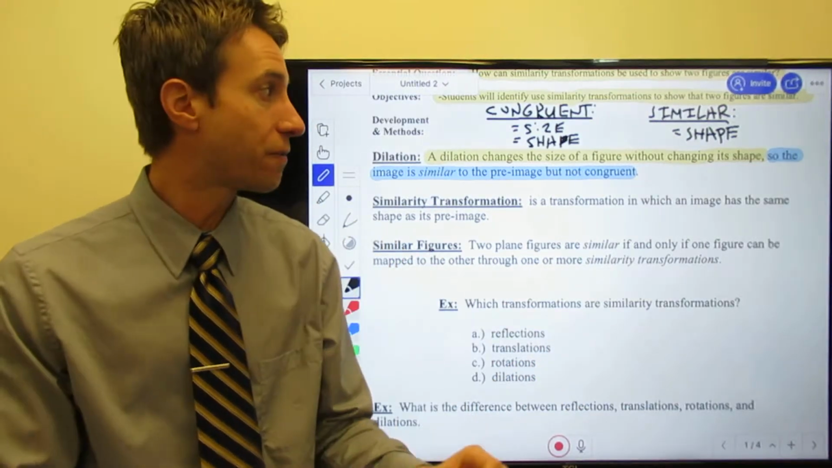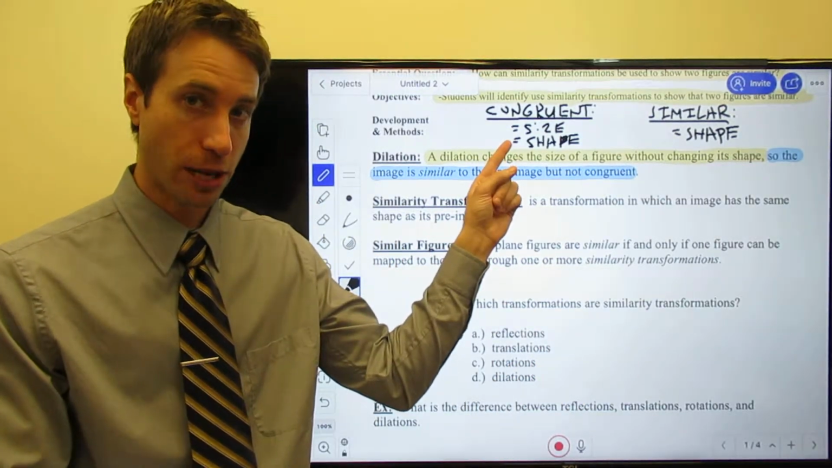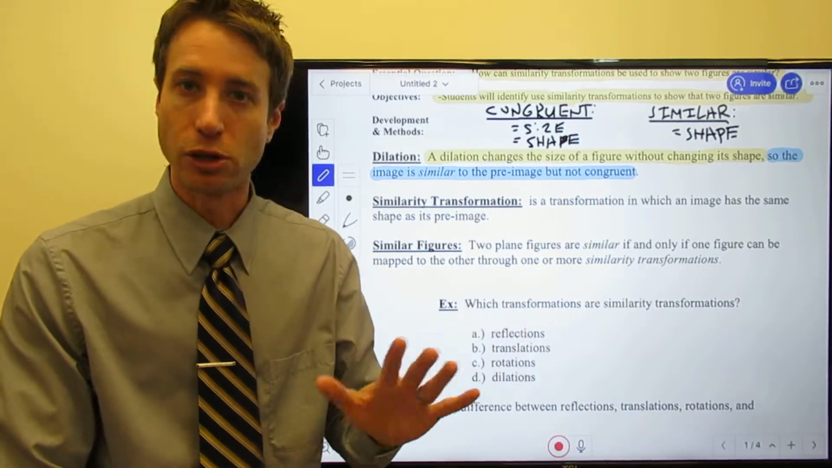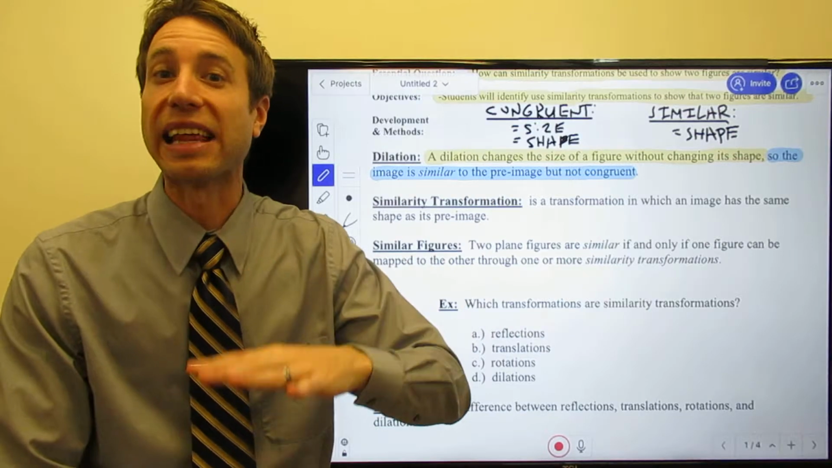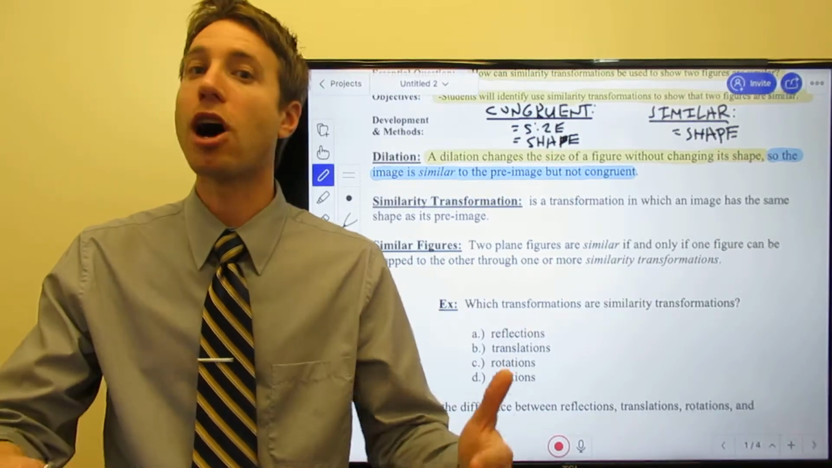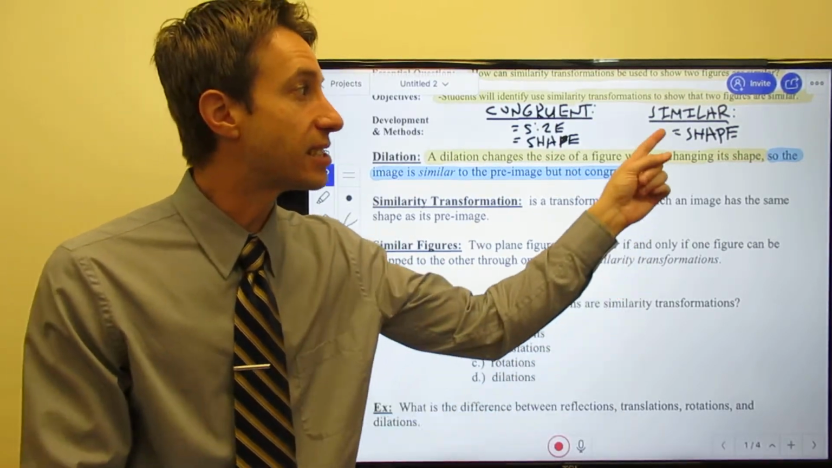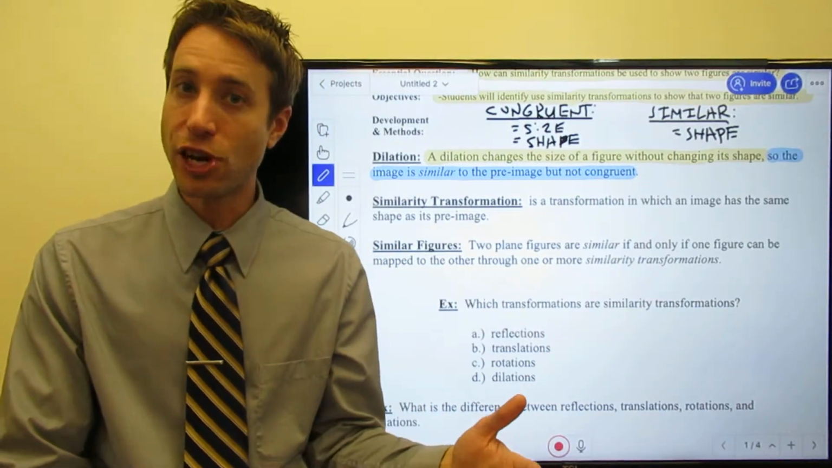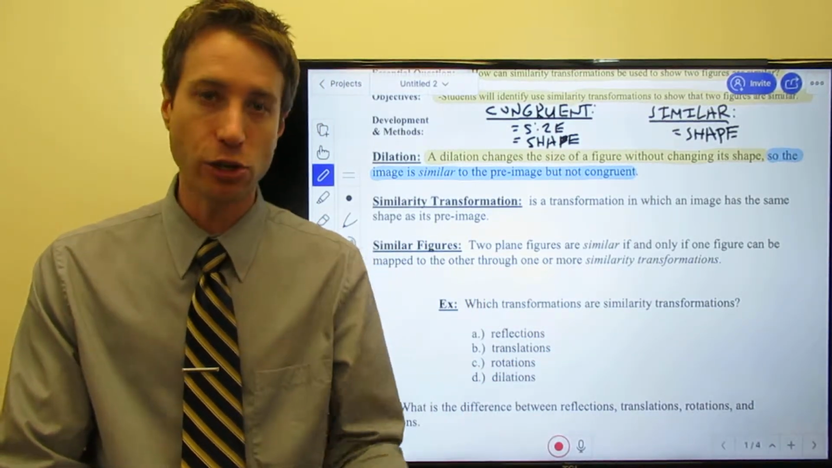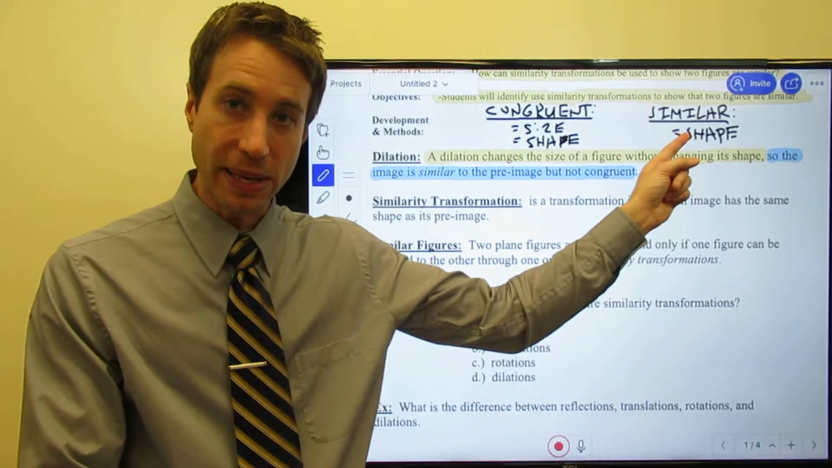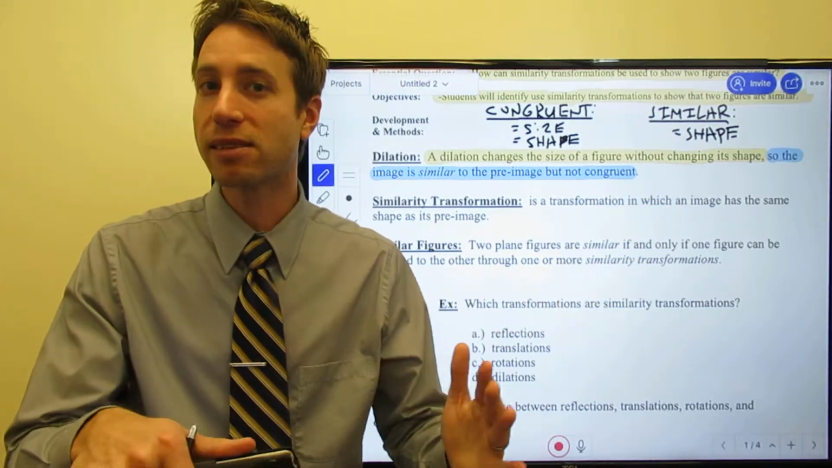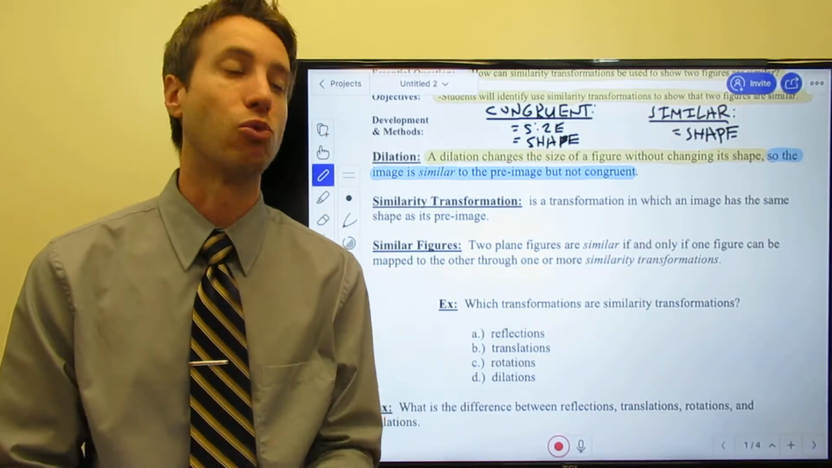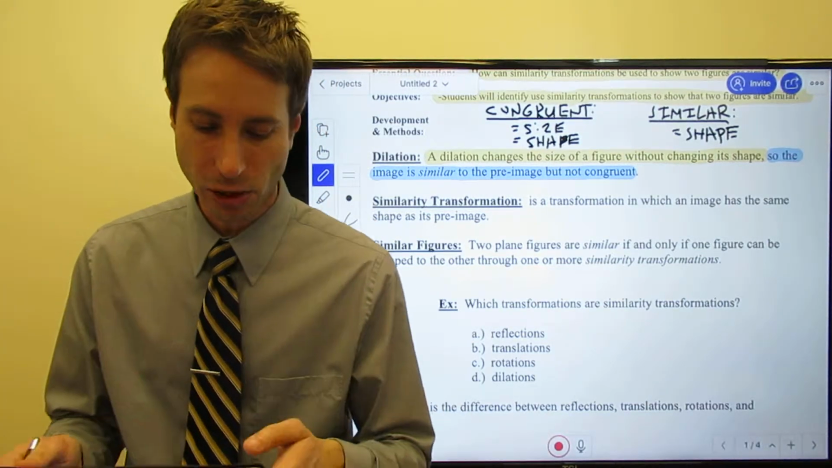All right, so congruent figures: same size, same shape. What that means is the angle measures don't change, and the lengths of the sides do not change. But in a similar figure, the angle measures do not change. It'll be the same shape. The angle measures won't change, but it'll be a different size. The lengths of the corresponding sides will all change by the same ratio. All right, so that's what similar is.